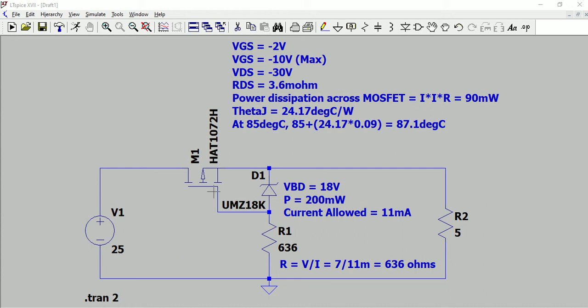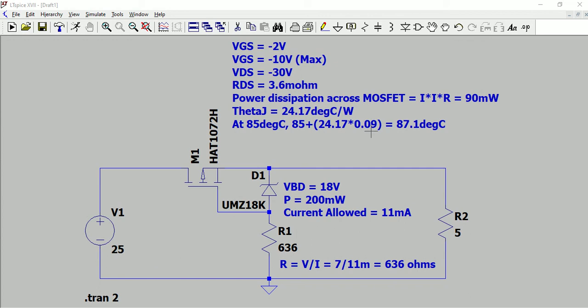So here the M1 MOSFET which we have considered has an operating temperature of up to 150 degrees centigrade. Now we have considered 85 degrees as the ambient. So 85 plus the power dissipated, which is 90 milliwatts, and then theta j, this is the resistance.